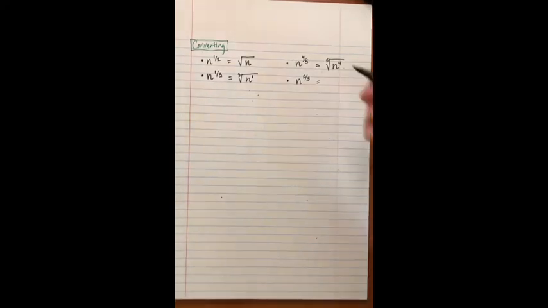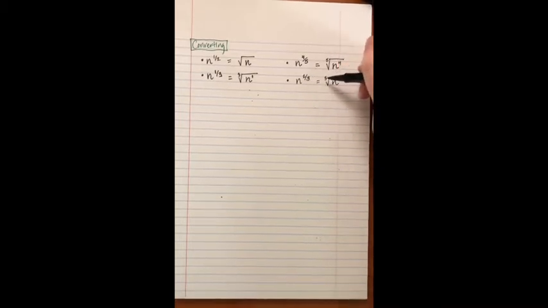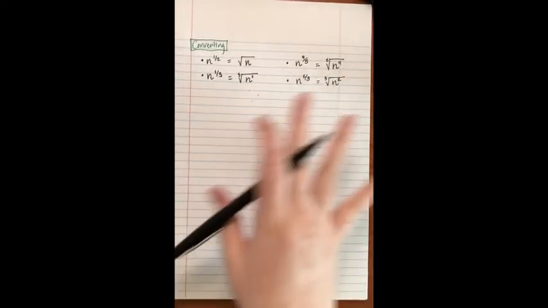Okay, n to the 2/3 power. It is going to be a cube root because the denominator is a 3, and the power of 2 goes on the n in the radicand. Okay, so that's just some converting.